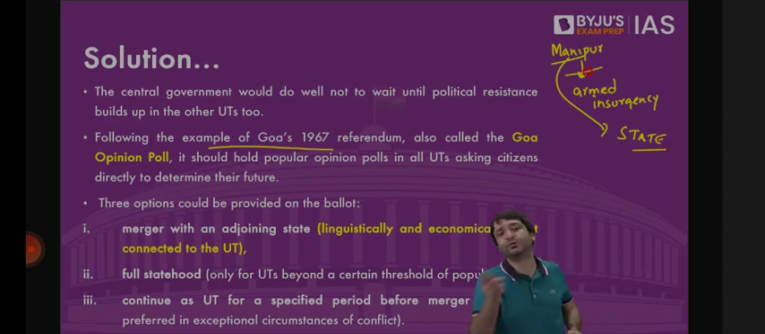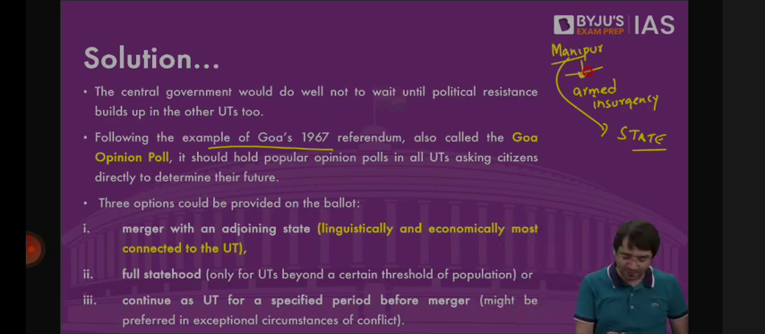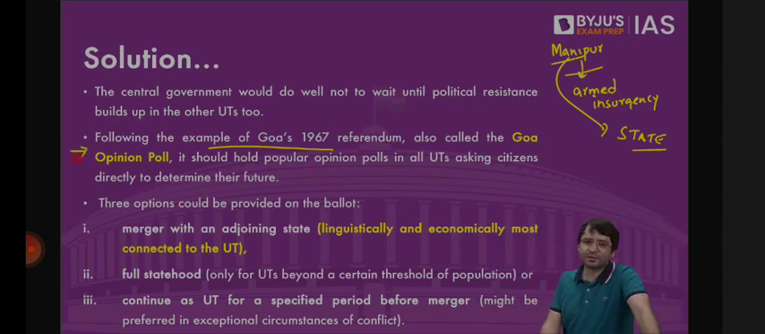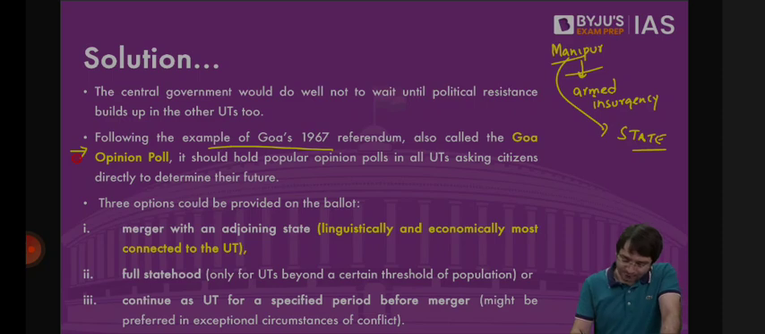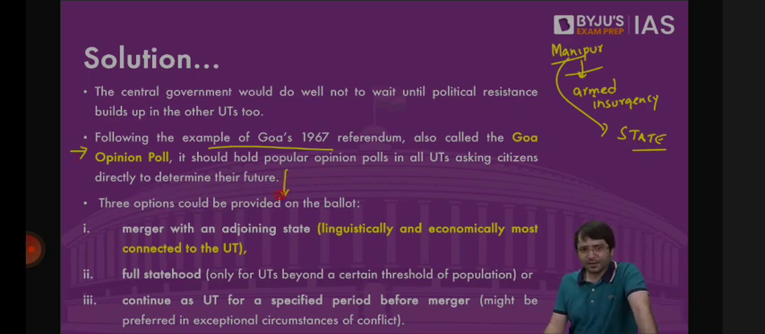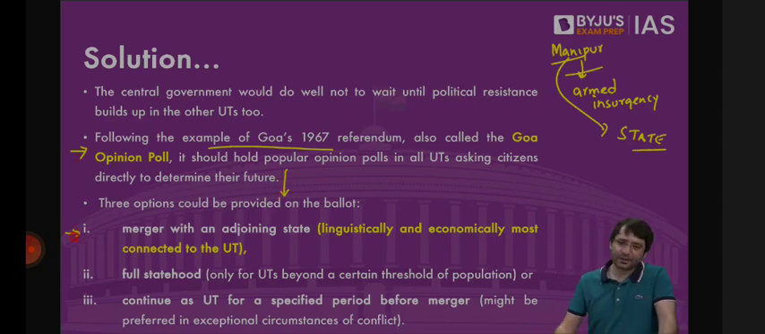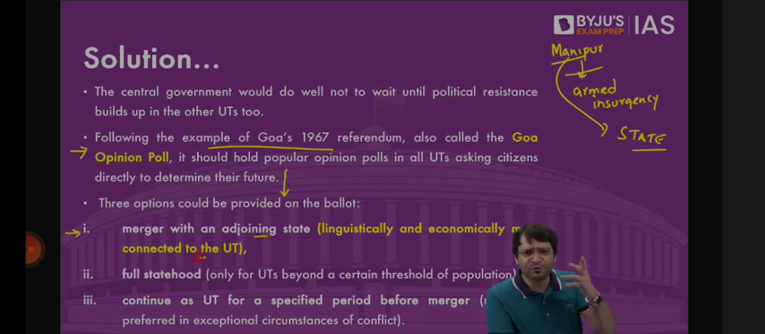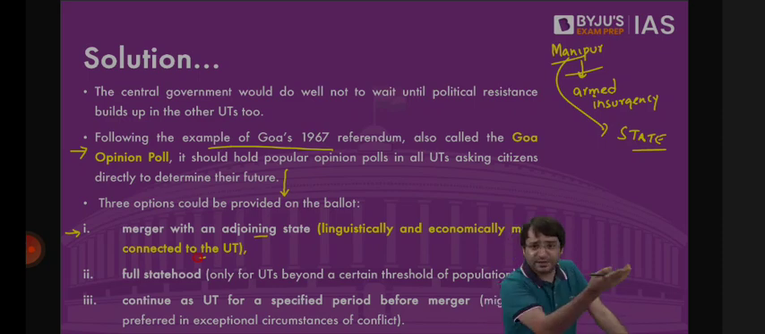What are the options? Number 1, we should follow the Goan model of opinion poll or referendum, and we should ask the people what their options are. 3 options should be given. Merger with an adjoining state which is linguistically and economically most connected to the union territory. Let the people of Puducherry be told, if you can't become a full-fledged state because of the way you are geographically aligned, look at where the districts of Puducherry are. Some are closer to Andhra, some are closer to Tamil Nadu.